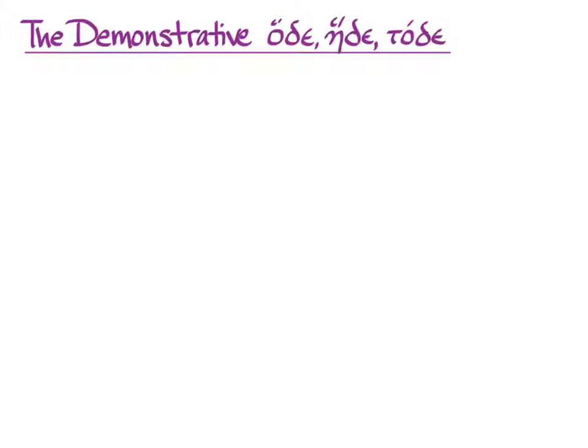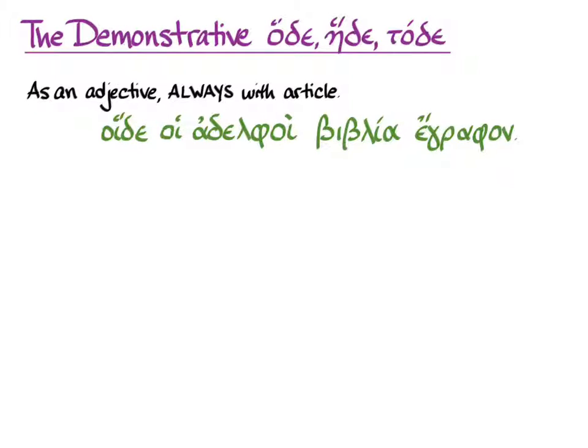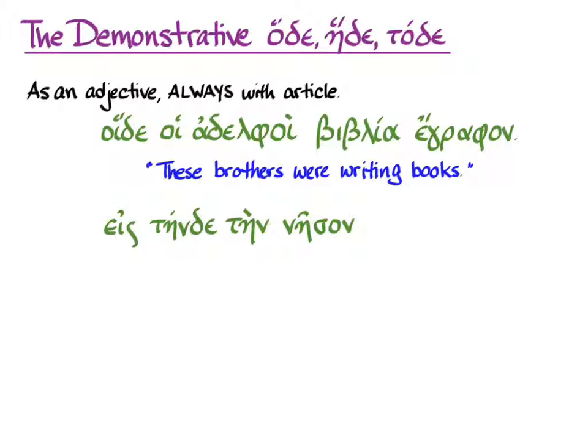The way hode, hede, tode works is much the way that ἐκεῖνος worked. When you use it as an adjective, that is to modify a noun to say this thing or that thing, it always goes with the article. So you'll see things like hoide hoi adelphoi biblia egraphon, which means these brothers were writing books. Or perhaps eis tēnde tēn nēson, to this island. There's this sort of nice bouncy thing that goes on with hode, where it's repeated with that article sound both before the -de and after it. So tēnde tēn, or hēde hē, it's pretty fun.